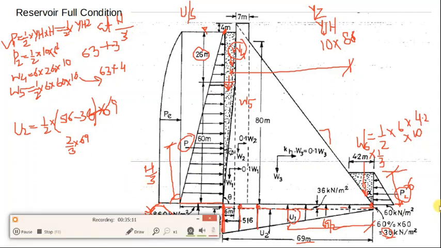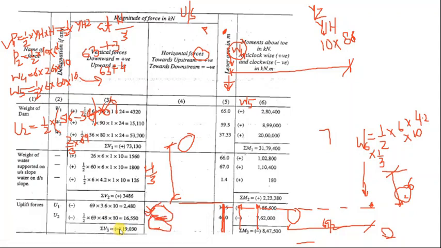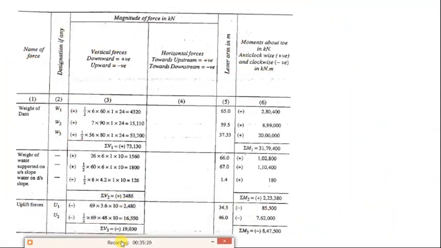So I have summarized this calculation here. All these calculations are summarized here. You can see the weight of the dam. This is equal to what we have calculated in the reservoir empty condition, so there is no difference. Weight of water supported on the upstream slope, this is new. We didn't calculate this in the case of reservoir empty, so this is new. I have already discussed how to calculate this value. Multiply the lever arm with the load, and you can calculate the moment and uplift forces.